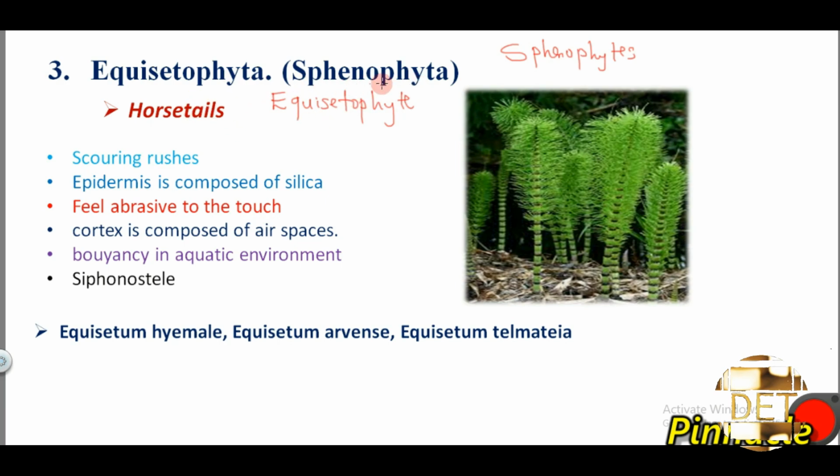So, what are the features of the Equisetophytes? Equisetophytes are also known as horsetails. Why are they called horsetails? Because they look like the tail of a horse. What you can see here is a typical example of an Equisetophyte. They assume the tail of a horse, so that is why they are called horsetails.